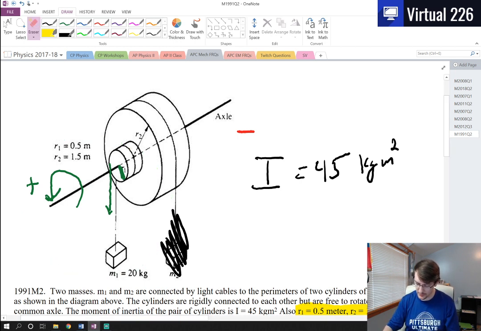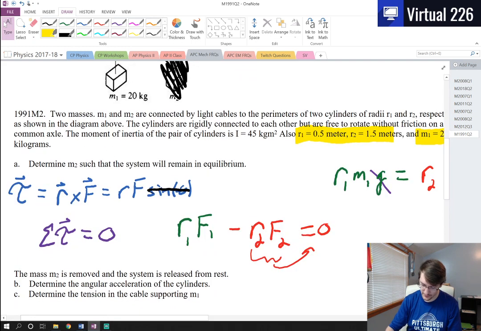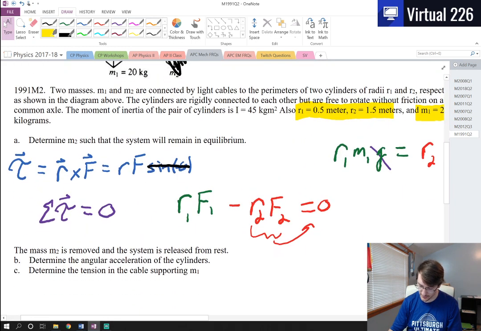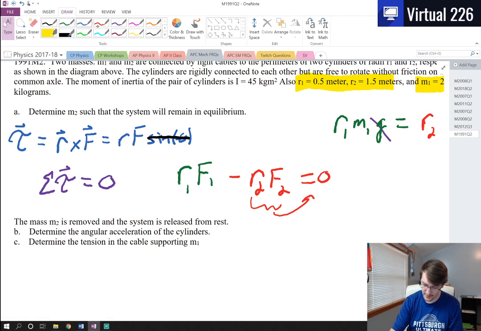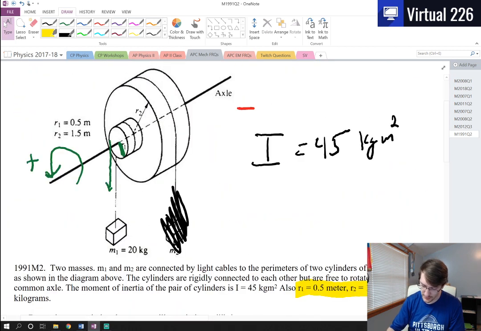So what we are looking to do here is two things. We're looking to determine the angular acceleration of the cylinders, which, remember, angular acceleration is an alpha. And we're also looking for the tension in the cable supporting M1. So we're looking for alpha, or how quickly this system is accelerating in an angular direction. And then we're also looking here for what is the tension in this cable.